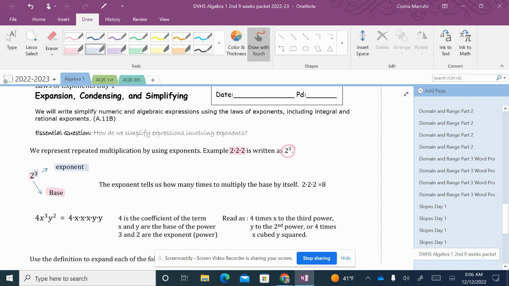So don't get this confused with 2 times 3. 2 times 3 is not the same thing, okay? This is not the same thing as 2 to the third power, which happens a lot of the times. Because if I ask you, what is 2 to the third power, and you tell me 6, that is wrong. 2 times 2 times 2 gives you 8. Because 2 times 2 is 4, times another 2 is 8, okay? So do not make this mistake.